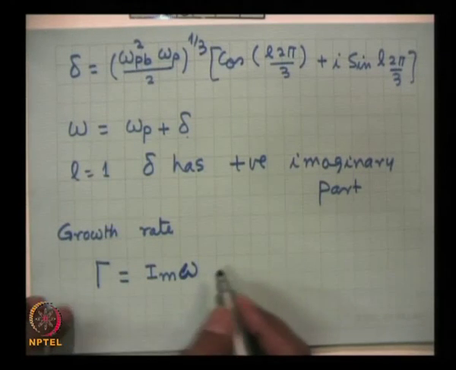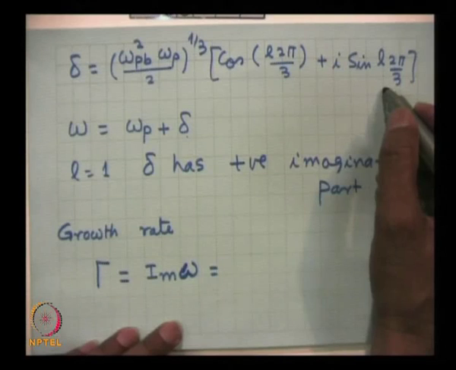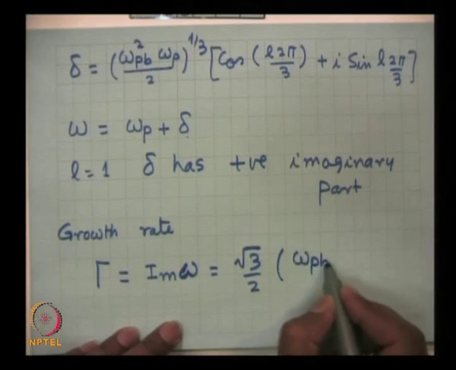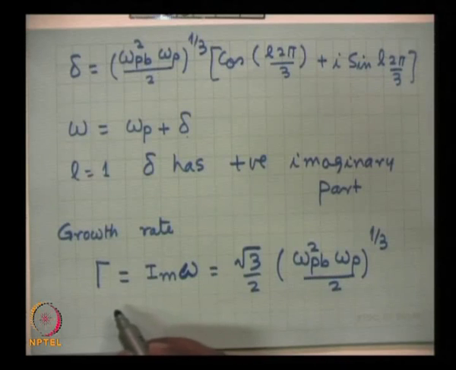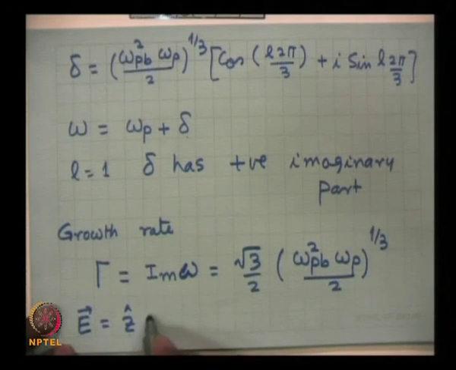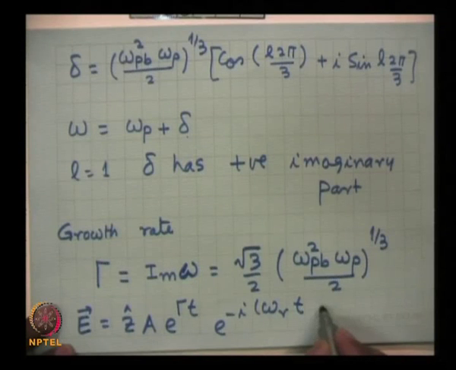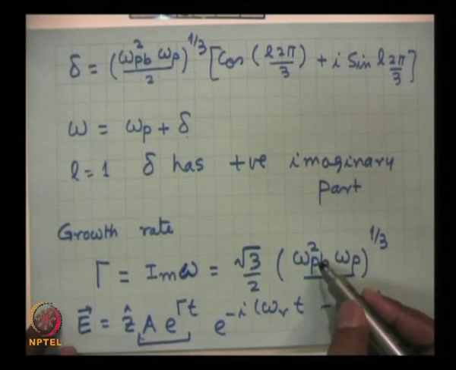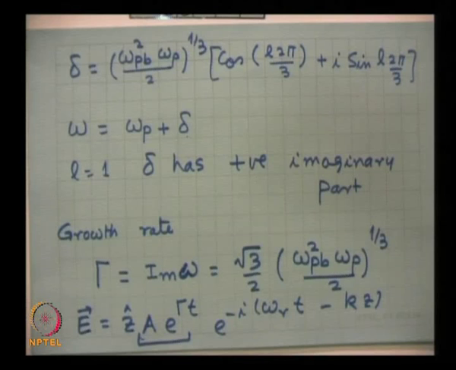which is the imaginary part of delta, and if you calculate from here, put l equal to 1 in these expressions, imaginary part will give you root 3 by 2 into omega pb square into omega p by 2 to the power 1/3. So, growth rate, and how will the amplitude vary? Electric field of the wave, which is z A e to the power gamma t into e to the power minus i, real part of omega into t minus kz, this is the field. So, this is the amplitude of the wave now, it is growing with time, and growth rate scales with beam density and electron density, it increases with both of them, and this is a very important result.